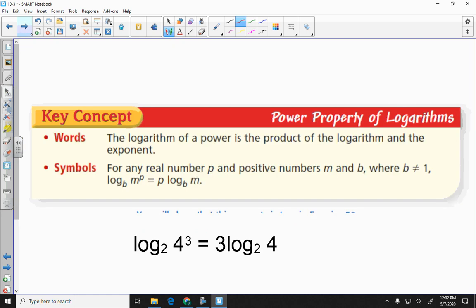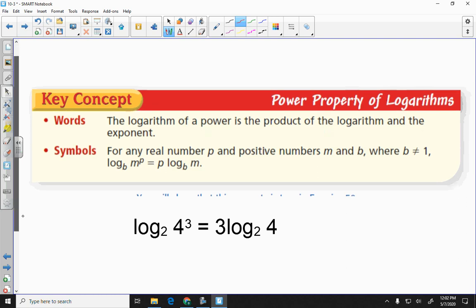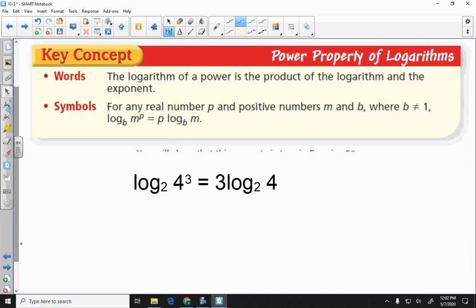The third one we're going to talk about today is the power property of logarithms. And this one's interesting, because if I have an answer that has an exponent, they're saying that I can take this 3 and move it out front and go 3 times the log of just the 4. Okay, let's check this out and see if this works. We know what 4 cubed is. 4 cubed is 64. So log base 2 of 64, does it equal 3 times the log base 2 of 4?